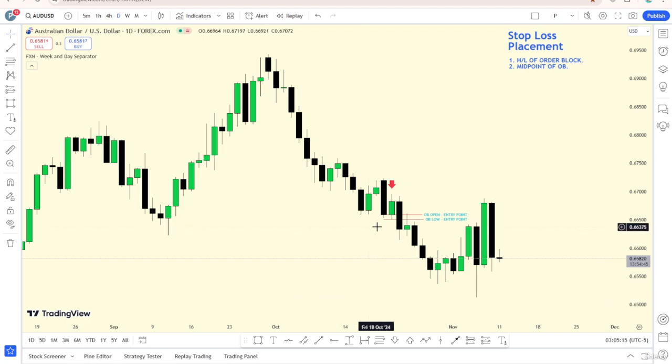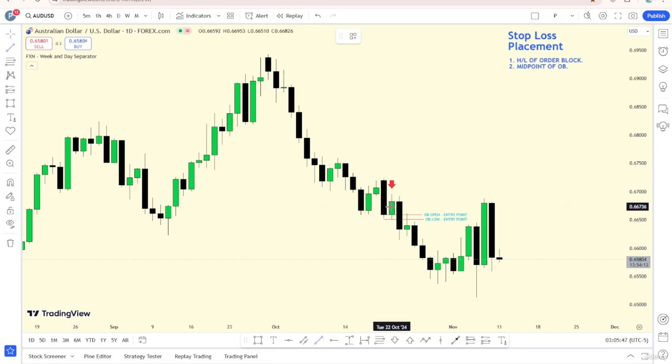We had that order block that we're looking at as our example. We already looked at the opening as our entry point and also the low of the order block as our entry point. This is a bearish order block. Within this bearish order block, when it comes to stop loss placement, you can either place it at the high or low of the order block or the midpoint. The high or low of the order block is the most conservative place you can place your stop loss, so I'll start with that one.